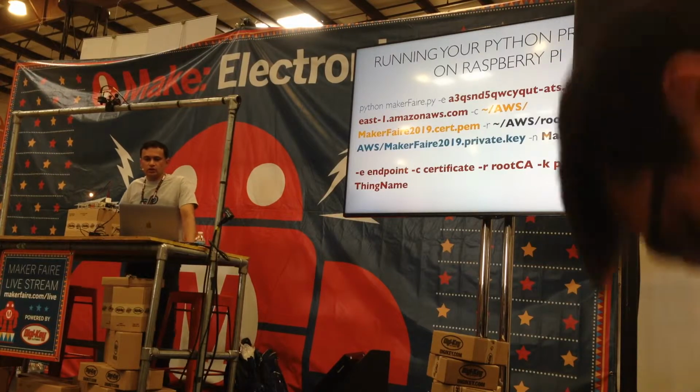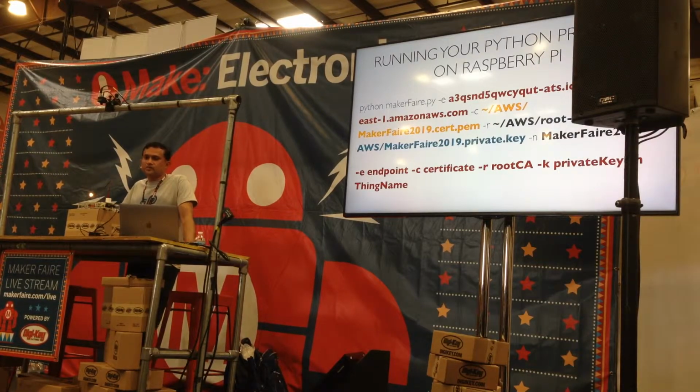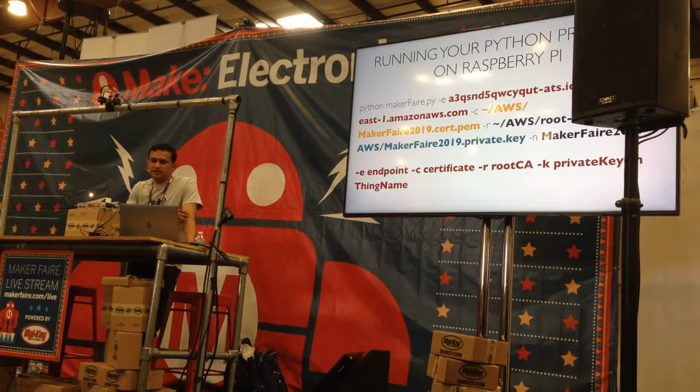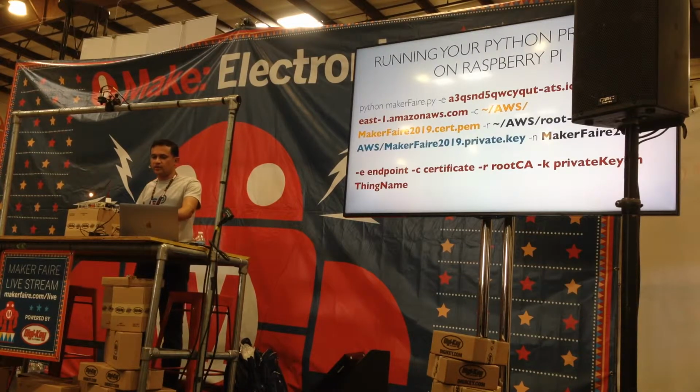So, running your Python program, I've created a demo which I'll be sharing subsequently. It's called Maker-Faire.py. And in that, I have a bunch of command line arguments. I'm going to specify what is the endpoint that I'm connecting to, where my certificate, private key and root CA are located, and also what is the name of the thing.